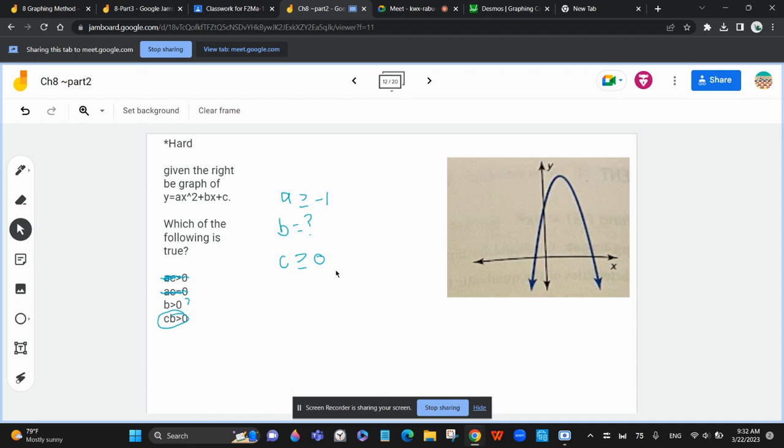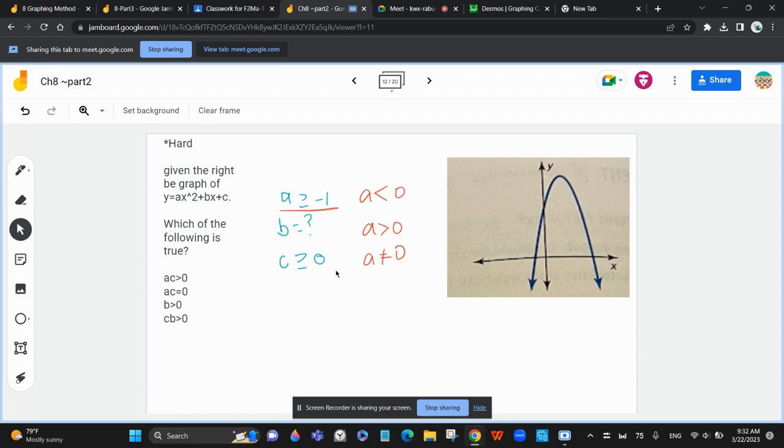So first, A is actually less than zero, not negative one, because A can only be larger or smaller than zero. It cannot be equal to zero, because if A is equal to zero, then this is not a quadratic form already. So only A can be larger or smaller than zero.